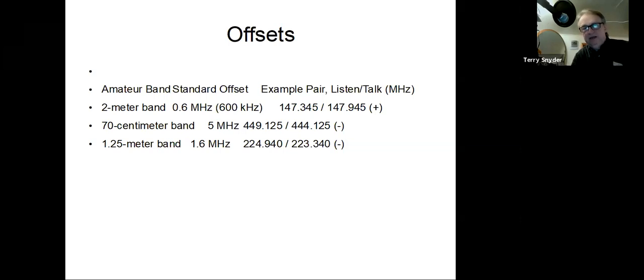And the 1.25 meter, or we call it the 220 band, 220 repeaters, which there is one in Harrisburg, and I'll put a pitch in for that. When you're buying your radios, they offer now a tri-bander, which also has the 1.25 meter band. And those have a 1.6 megahertz split. So you run into that if you get a chance to try it.